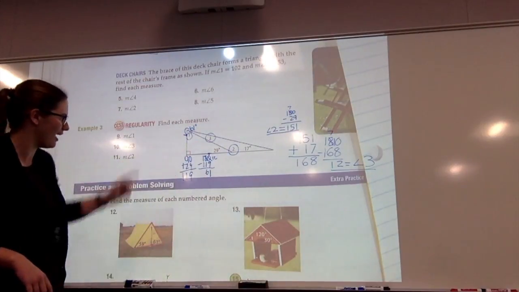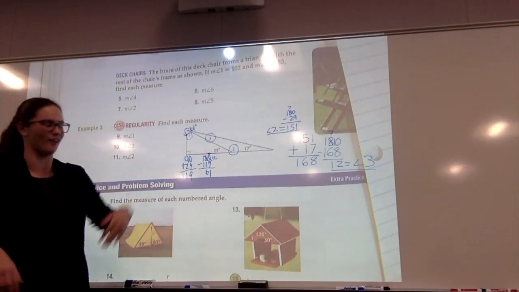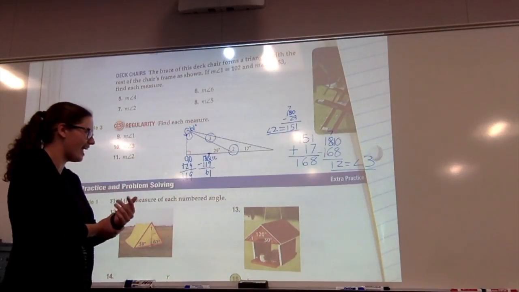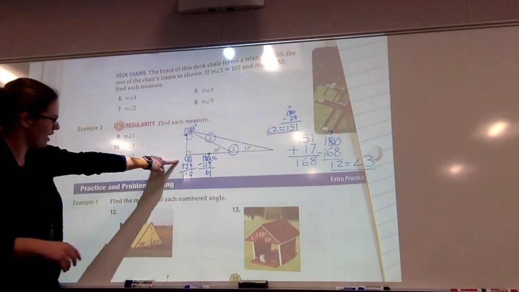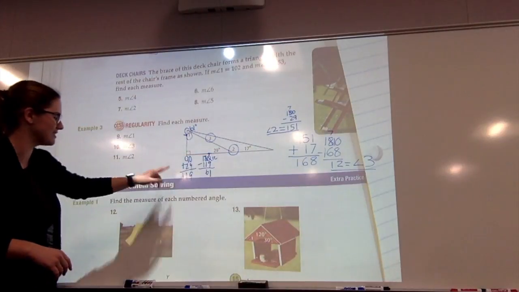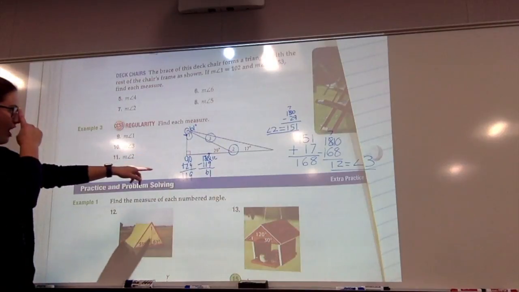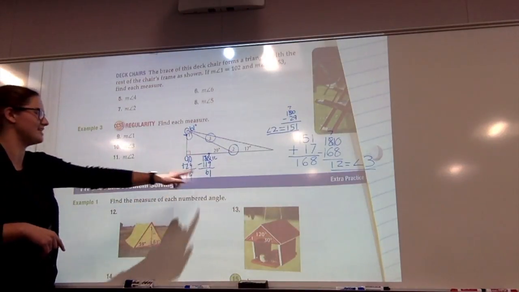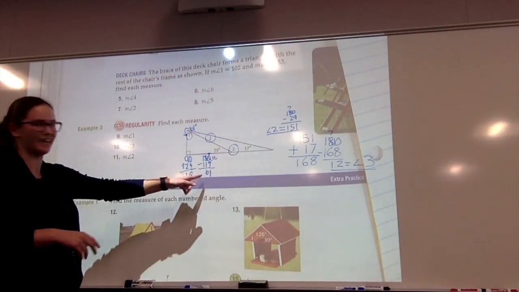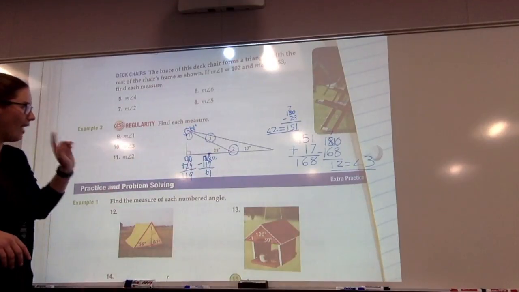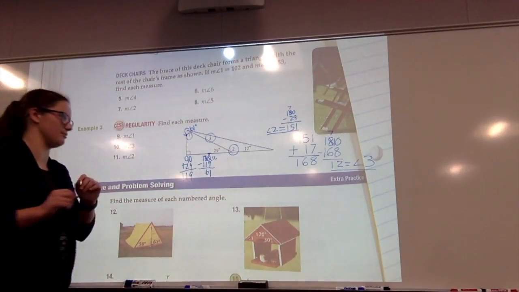So for angle 1, because this handy-dandy angle is already listed, you're going to add 90 plus this angle, and that's going to equal 119, and then you're going to subtract 119 from 180, and that's going to give you 61. So angle 1 is 61.